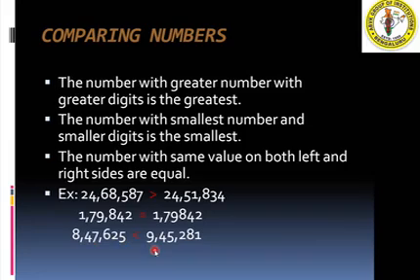Next, let us see the next example. 8,47,625. Next here you have 9,45,281. Here also the same, you have 6 digits and here also 6 digits. Now you have to compare the first number, 8 and 9. Here you have 8 and here you have 9. 8 is the smaller number, 9 is the bigger number. So this number is lesser than this number. That means 8,47,625 is lesser than 9,45,281.